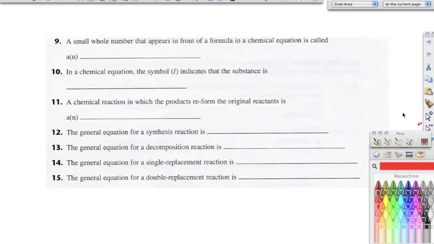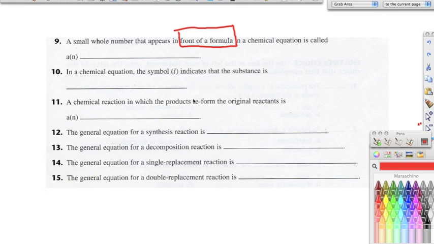Okay guys, moving on to number 9. It says a small whole number that appears in front of the formula in a chemical equation is called, and it should be coefficient. Remember that coefficients appear in front of the formula. Those are the numbers in front of formulas, the coefficients. That's how we balance chemical equations. Number 10 says in a chemical equation, the symbol L indicates that the substance is a liquid.